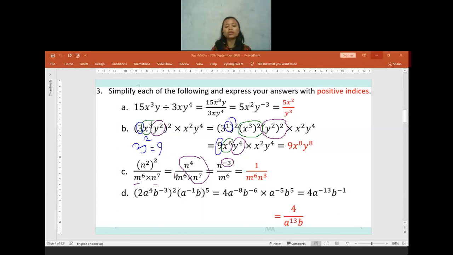The m is alone, so it will stay as m to the power of 6. From the very first question, you know that the m is at the denominator. So the m to the power of 6 will stay at the denominator. Now we have n to the power of negative 3 over m to the power of 6. The question says to leave the answer as positive indices. So n to the power of negative 3 moves down and becomes n to the power of 3. So the final answer is 1 over m to the power of 6 times n to the power of 3. Any question?